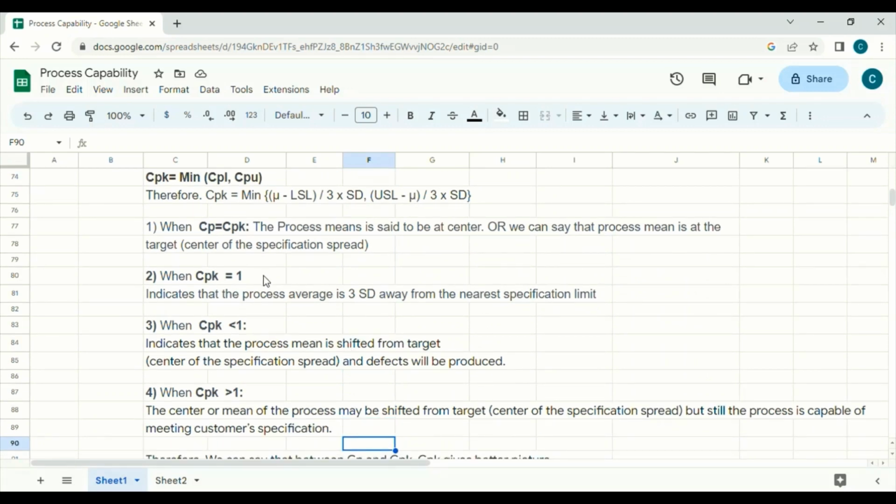When Cpk equals 1, that indicates the process average is 3 standard deviations away from the nearest specification limit. These are the scenarios which I'll show you in the figure also. When Cpk is less than 1, it indicates that the process mean is shifted from the target and defects will be produced.